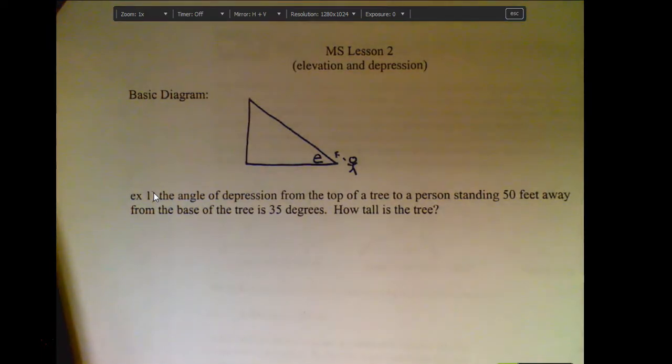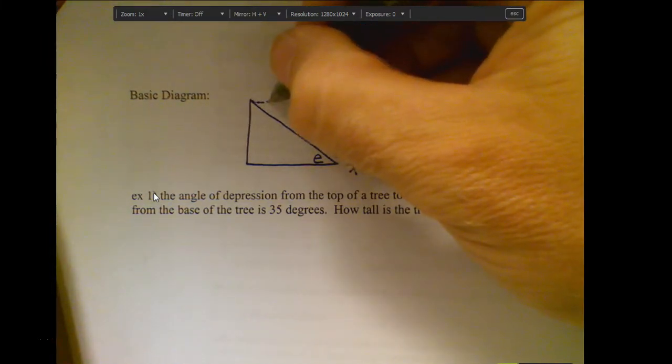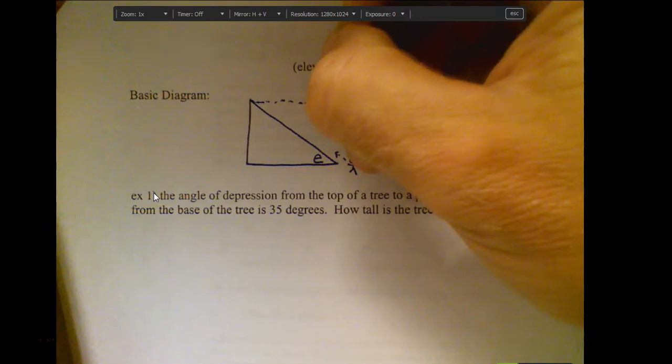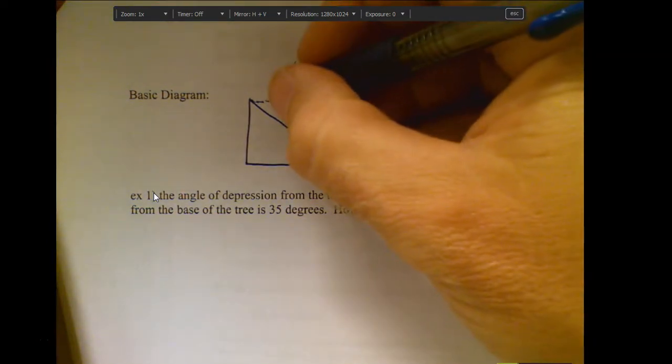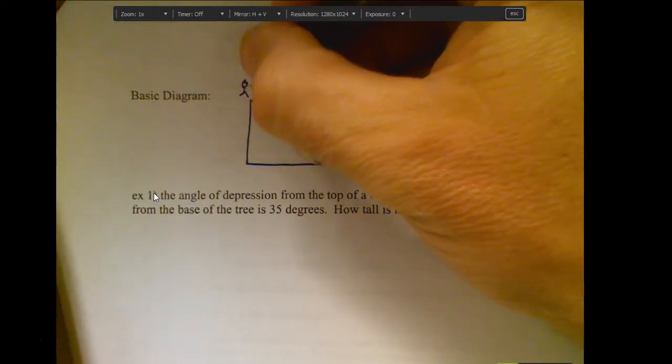But there's a key element here that you always have to consider. Depression and elevation are always formed with a horizontal line. So if I were to try to put depression right here, I would be breaking that rule. There's no horizontal line there connected to it. So instead, the way that we have to see depression is right here. If I create a horizontal line, now that gives me a place to put my angle of depression. So now if this is you standing at the top looking down, then that is our angle of depression. Again, it has to go there because it has to be formed with a horizontal line.